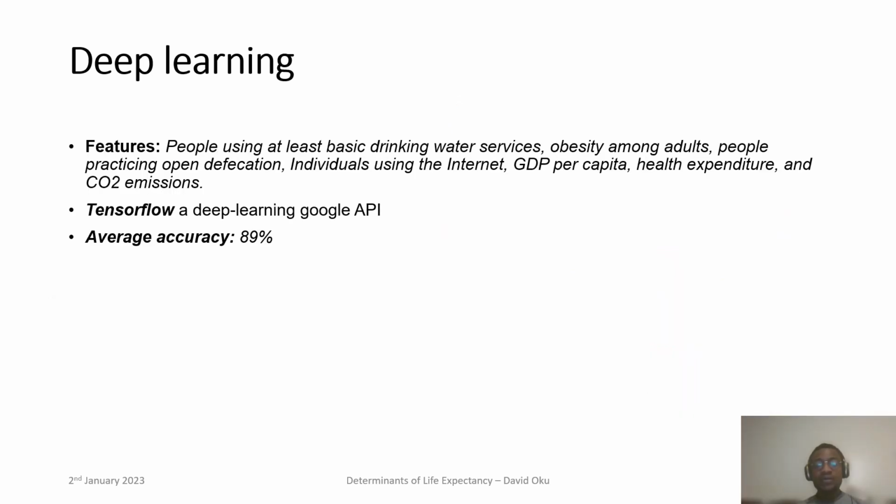For deep learning, all the features that worked with the classification techniques were passed into the deep learning model. The model returned an accuracy of 89%. Deep learning was built with TensorFlow, and I recommend deep learning for the prediction of life expectancy.